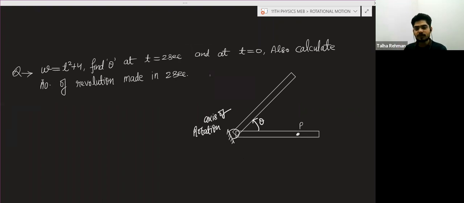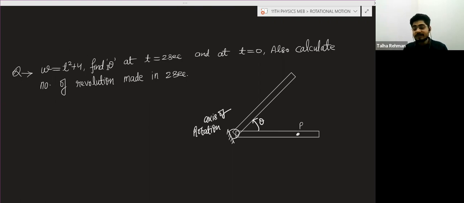The angular velocity of this rod is given. Now you can see here is the angular velocity. You can see the angular velocity is a function of time. t is the time here. So omega is the angular velocity of this rod.